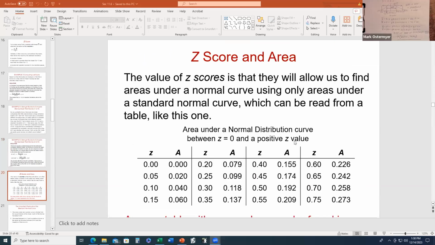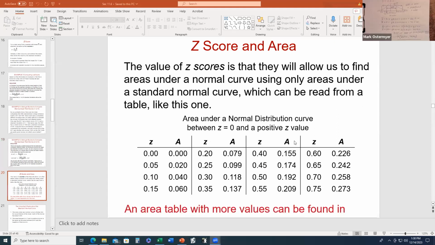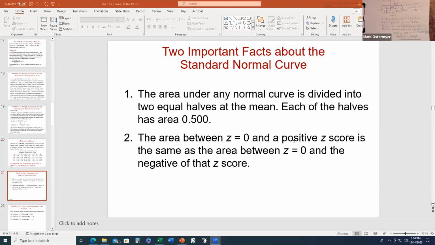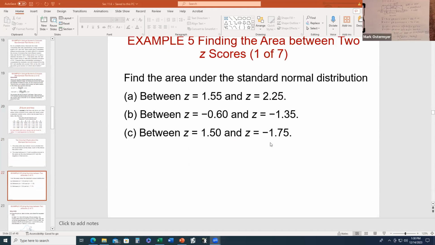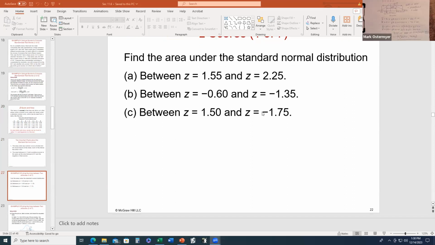All right. I'm going to show you how to find areas later. We don't have to really use the tables in the back of our book. I'm going to show you how to do this on our calculator. In fact, we can start right now. If you look at part A here, they want you to find the area underneath the standard normal distribution curve between z equals 1.55 and z equals 2.25.